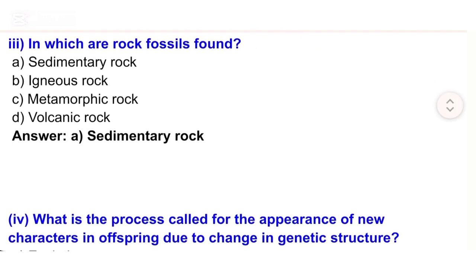III. In which are rock fossils found? A. Sedimentary rock. B. Igneous rock. C. Metamorphic rock. D. Volcanic rock. Answer. A. Sedimentary rock.